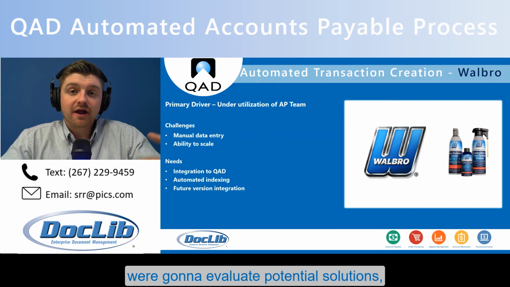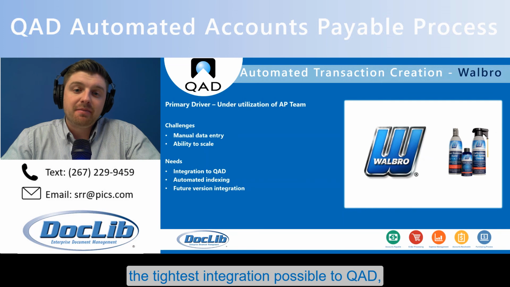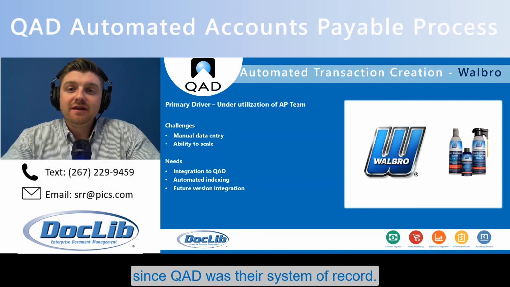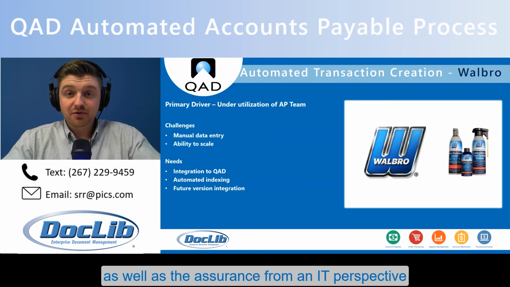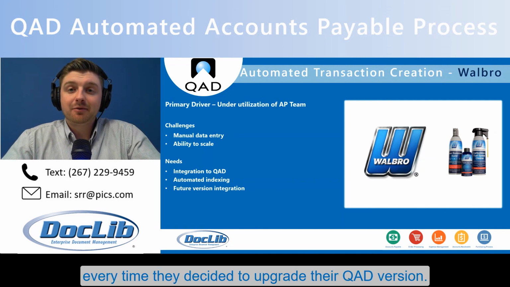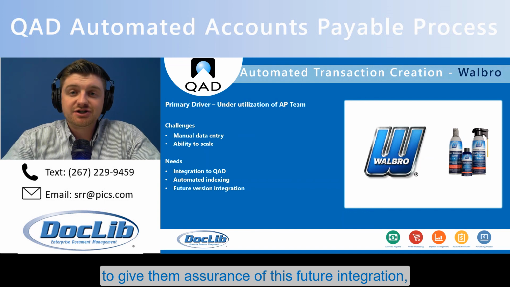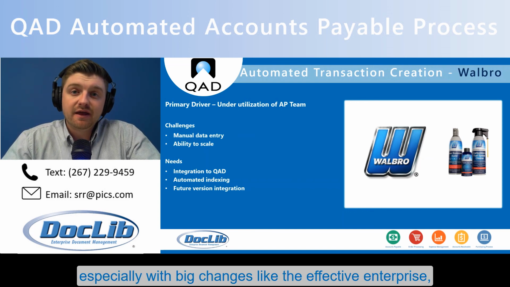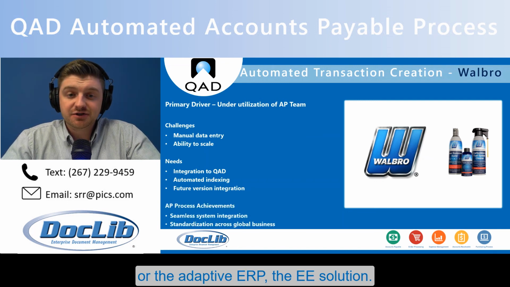So they decided they were going to evaluate potential solutions and ultimately decided they needed the tightest integration possible to QAD, since QAD was their system of record. They needed accurate automated indexing of the document, as well as the assurance from an IT perspective that they would not have to reinvent the wheel every time they decided to upgrade their QAD version. They wanted to work with a partner of QAD to give them assurance of this future integration, especially with big changes like the Effective Enterprise or the Adaptive ERP, the EE solution.